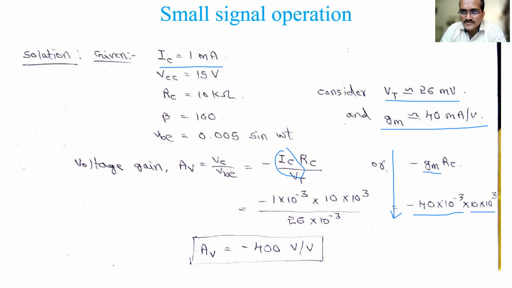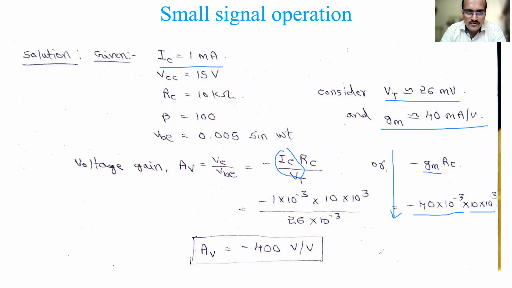So this 10 to the power plus 3 and minus 3 cancel out. Minus 40 into 10 is minus 400. The gain normally doesn't have any unit, but both are voltage. It is shown as AV, voltage by voltage. Clear? So it is the voltage gain. Okay, so that is the first part.